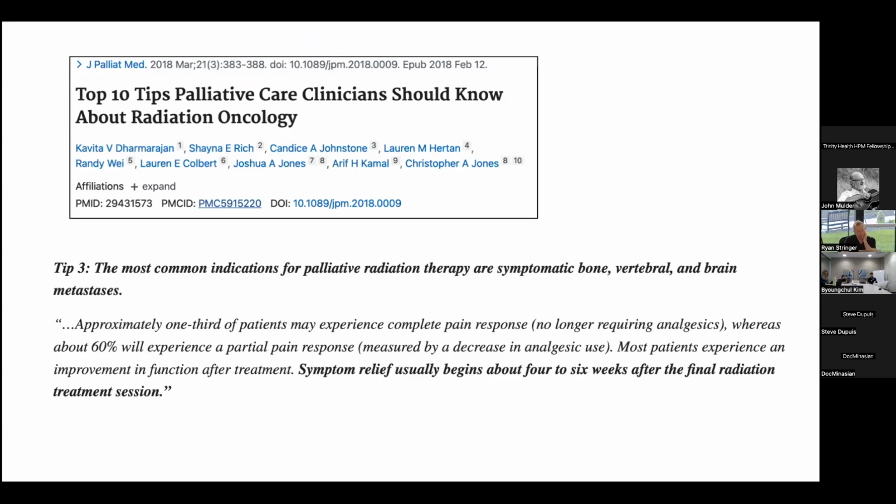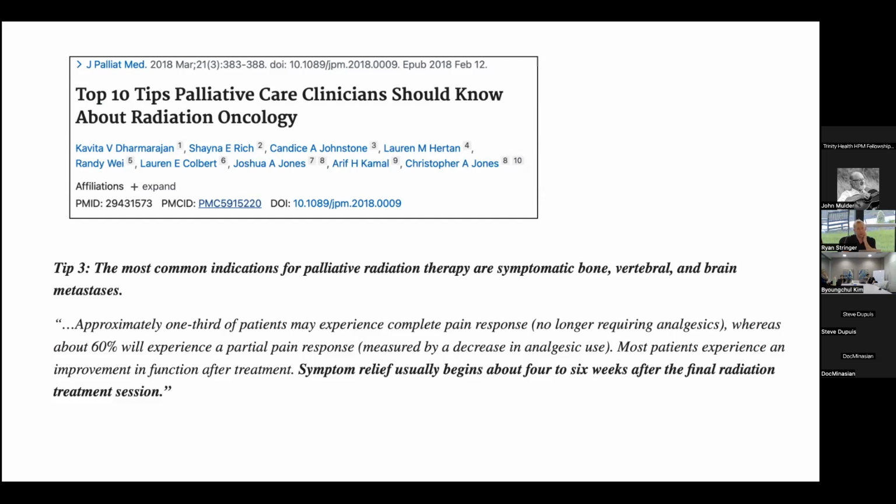This is an article that I thought was very interesting: top 10 tips palliative care clinicians should know about radiation oncology. One of those was that the most common indications for palliative radiation therapy are symptomatic bone, vertebral, and brain metastatic disease. And they cited that symptom relief usually begins about 4 to 6 weeks after the final radiation treatment session.